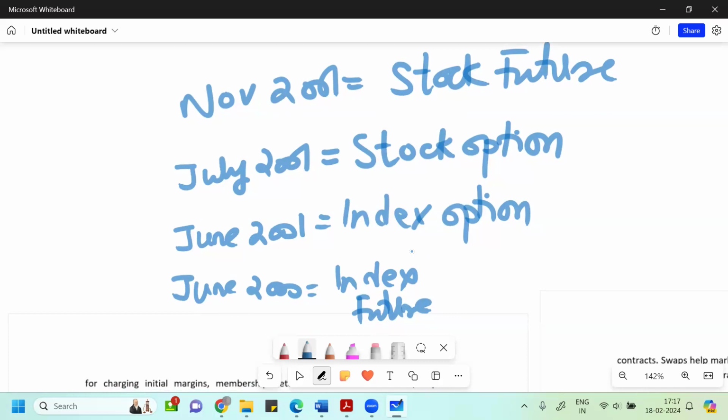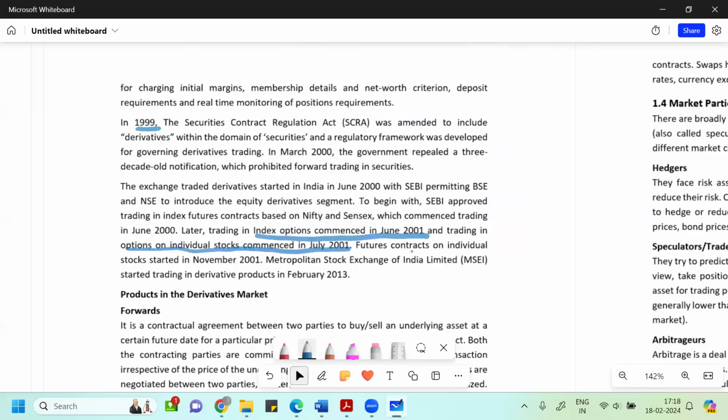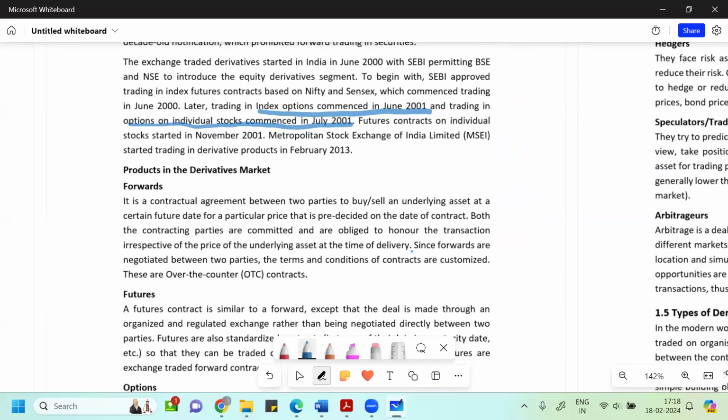Index futures were introduced in June 2000, and then in June 2001, after one year, index options were introduced. Then in the next month, July 2001, stock options were introduced. Then in November 2001, stock futures were introduced in the Indian market. Clear, everyone?